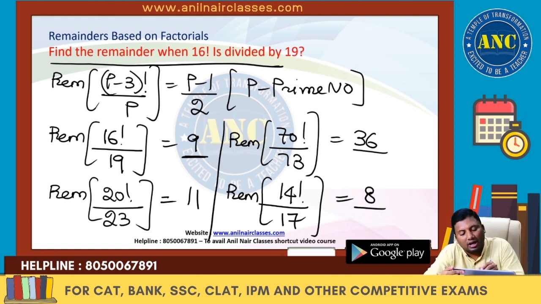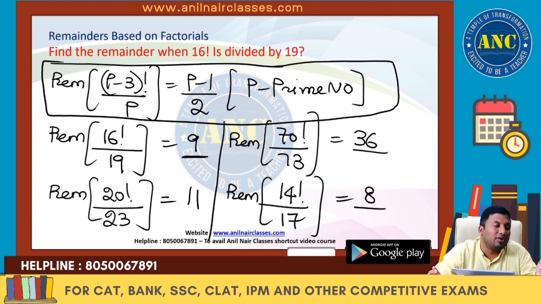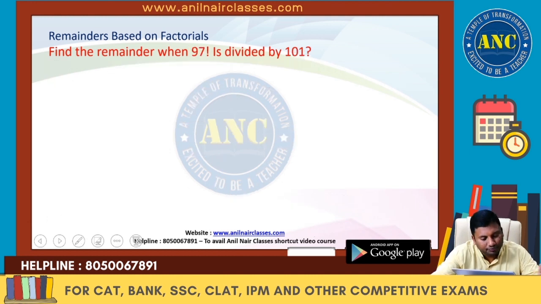Extremely important concept. The remainder when (P minus 3) factorial is divided by P comes out to be (P minus 1) by 2 when P is a prime number. (P minus 1) factorial by P is P minus 1. (P minus 2) factorial by P is 1. (P minus 3) factorial when divided by P is (P minus 1) by 2. I hope the concept is clear.